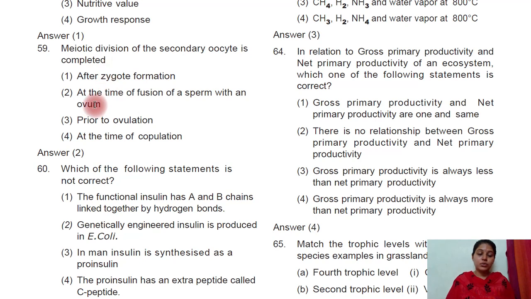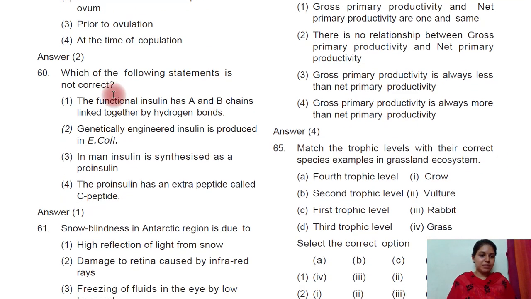We already studied in the human reproduction chapter that only at the time of fusion of the sperm, the second meiotic division will happen, right? So that is the answer. Direct question. Which of the following statements is not correct?